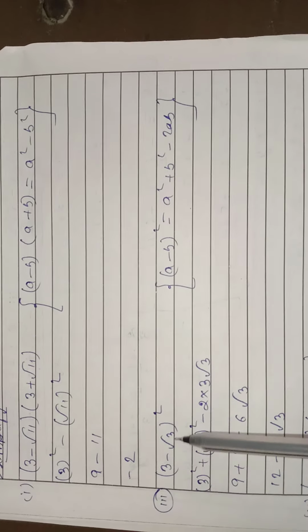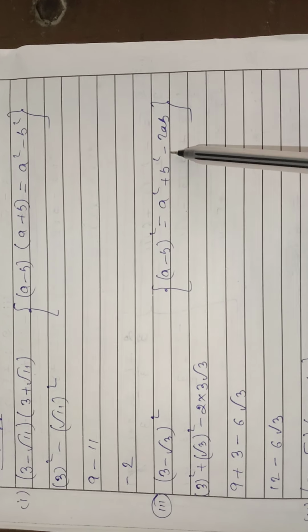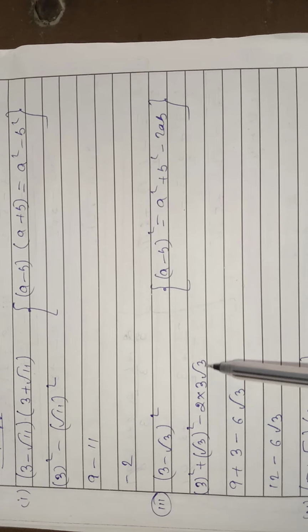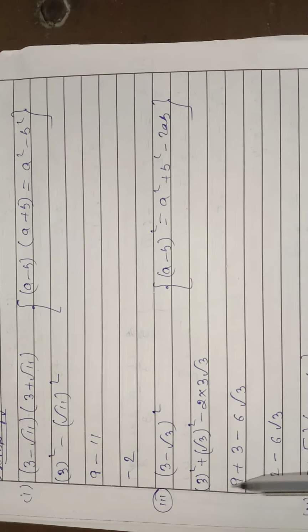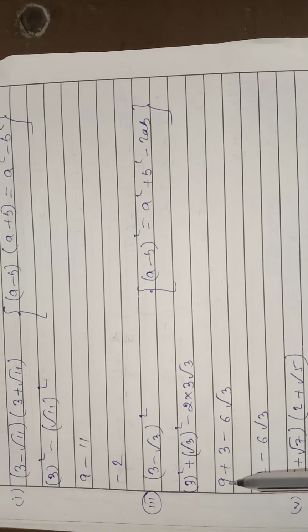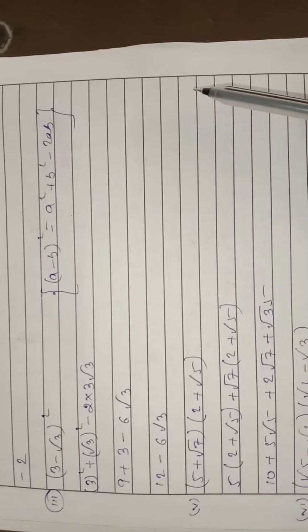Here, A minus B whole square. A minus B whole square is A square plus B square minus 2AB. Root 3 squared is 3, root 3 squared is 3, and 2 times 3 root 3 is 6 root 3. 6 plus 9 plus 3, that is 12, minus 6 root 3.